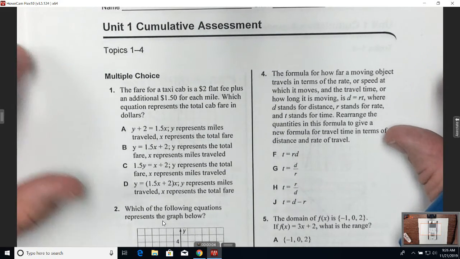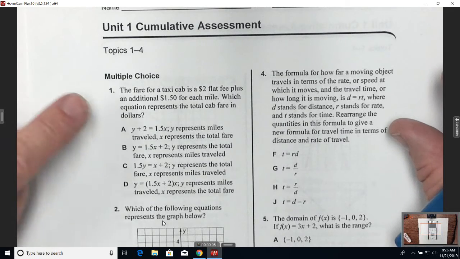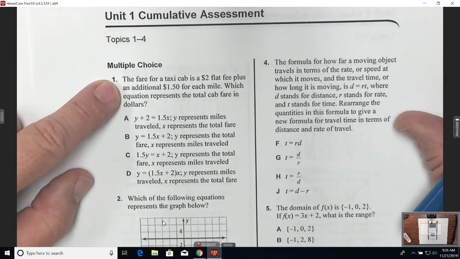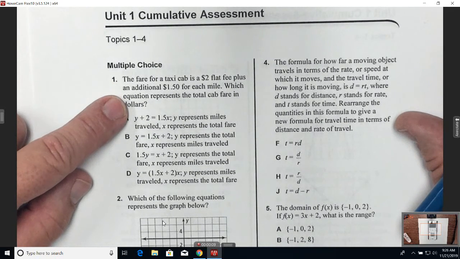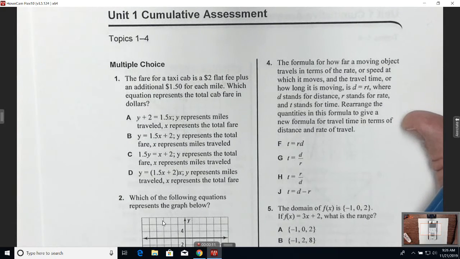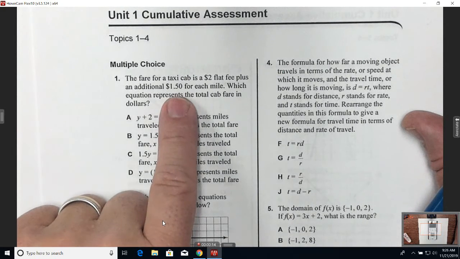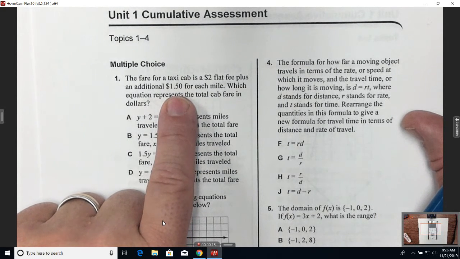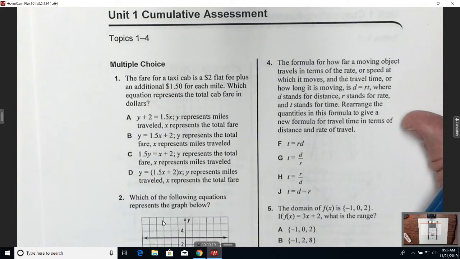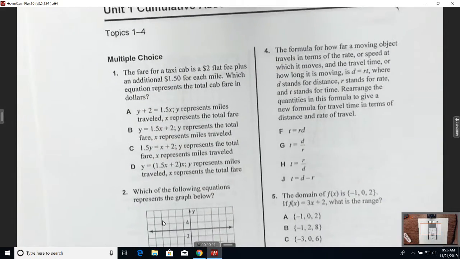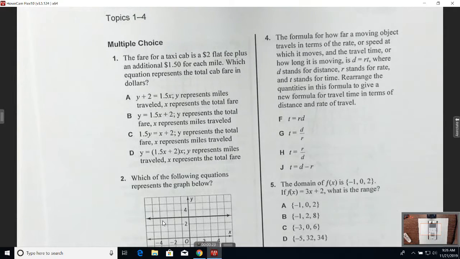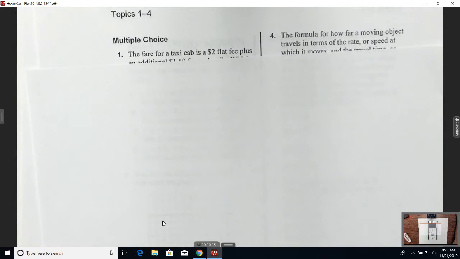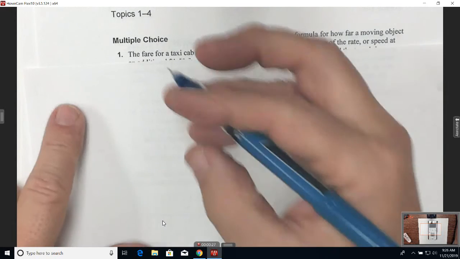All right, question 1 on this unit cumulative assessment says the fare for a taxi cab is a $2 flat fee plus an additional $1.50 for each mile. Which equation represents the total cab fare in dollars? So what I have to do is write an equation for this. Sometimes it's good to write it in words.